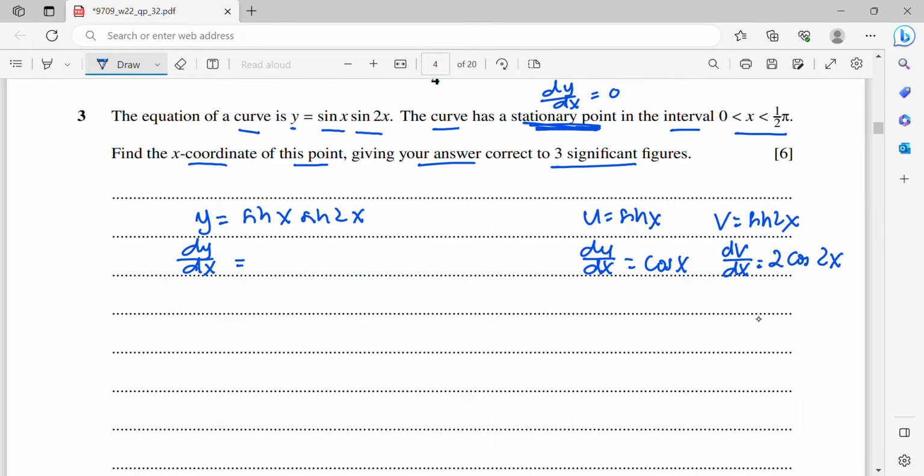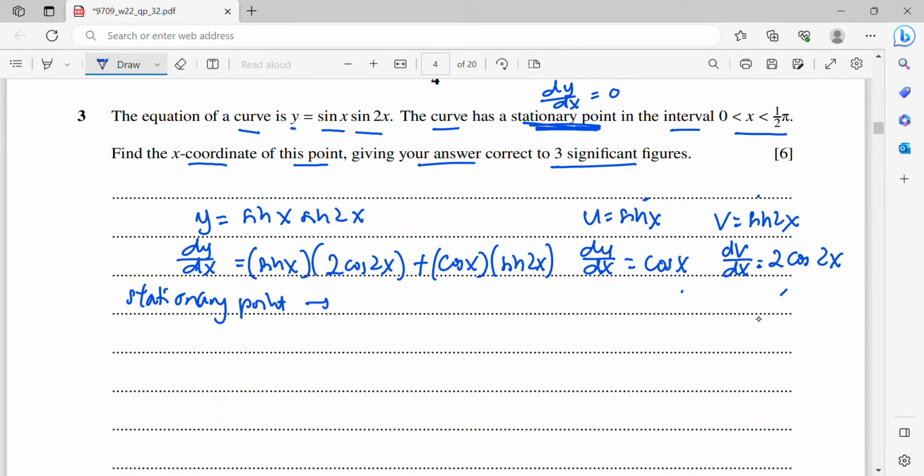So from here, according to the product rule, the formula is u dv dx. So now sine x times 2 cos 2x, plus v du dx, so cos x multiplied by sine 2x. Okay, so stationary point means dy dx equals 0. So now let the left side be 0, then the right hand side.